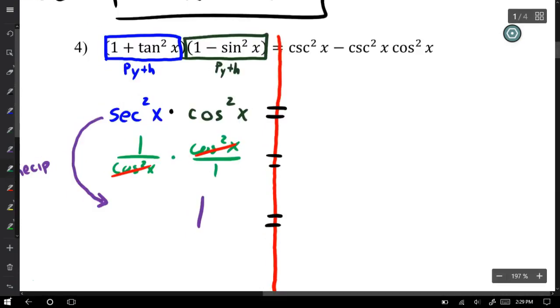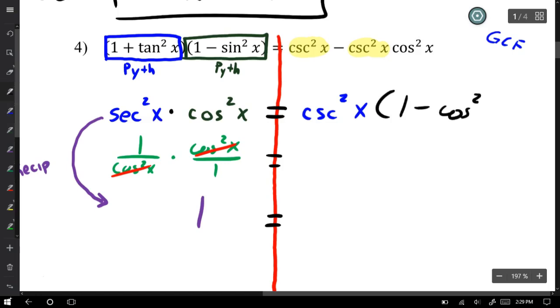And notice what I have. I have a cosecant squared of x here and here. That looks very similar to my GCF technique in the previous problem. So I'm going to factor out a cosecant squared of x. And that's going to give me 1 minus cosine squared of x. Let me just leave this cosecant squared here.